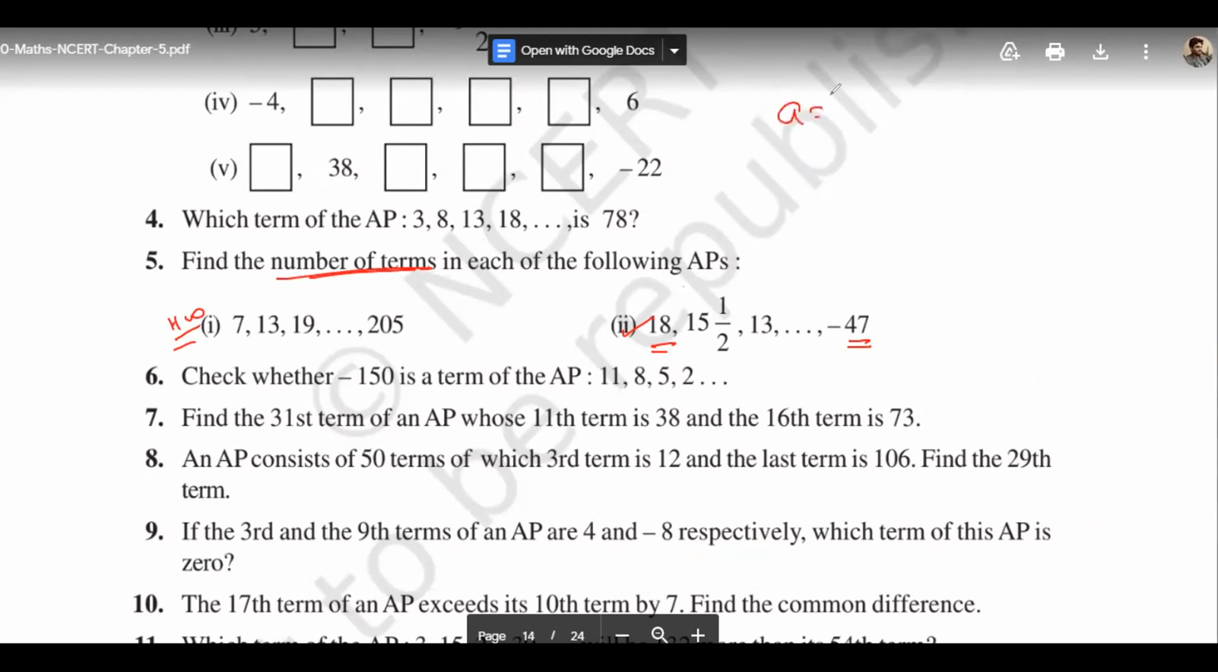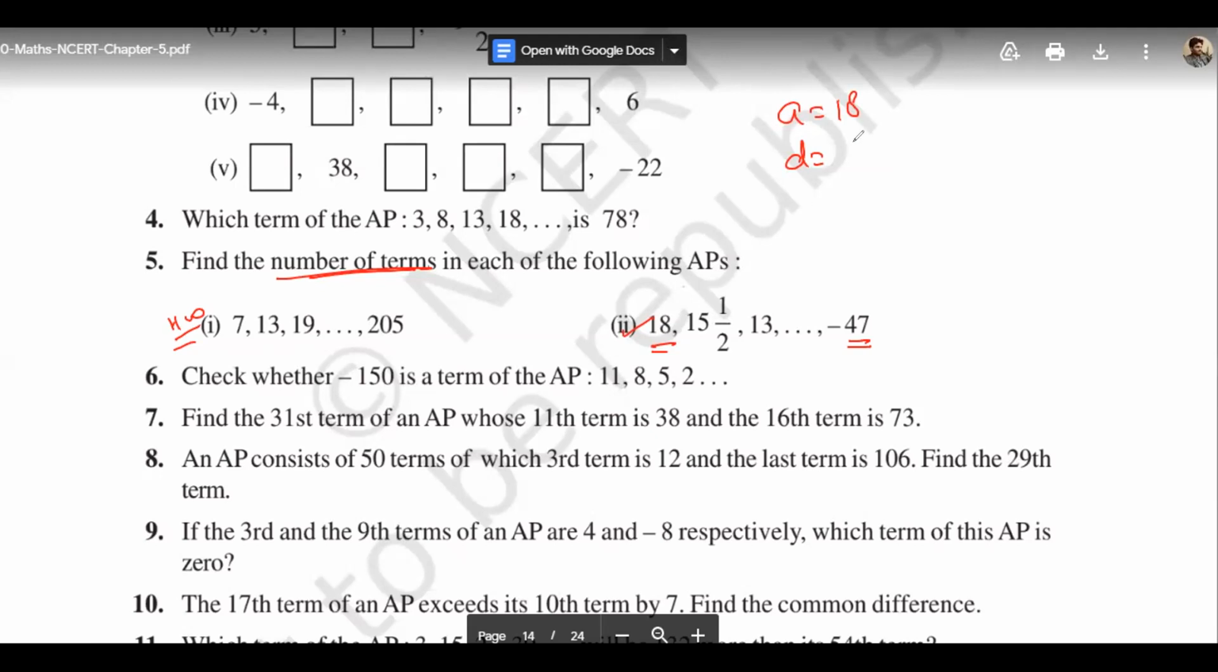So you have to write here a is equal to 18, and d you need to calculate. Here you find that 15 and a half, and here it is 18. So you can simply say that the difference is minus 2.5, when minus 2.5 is subtracted from this one, you will get 15 and a half.